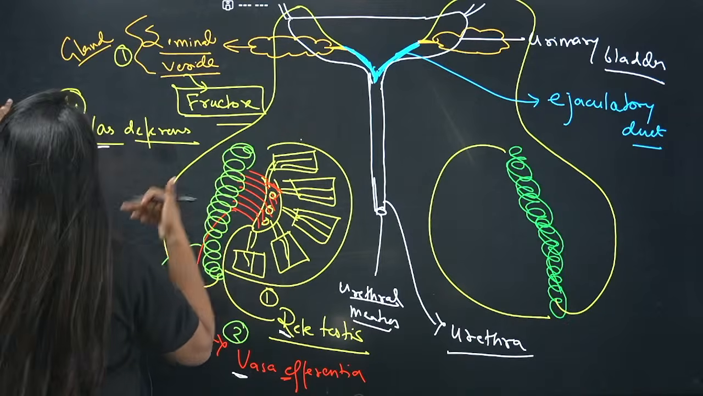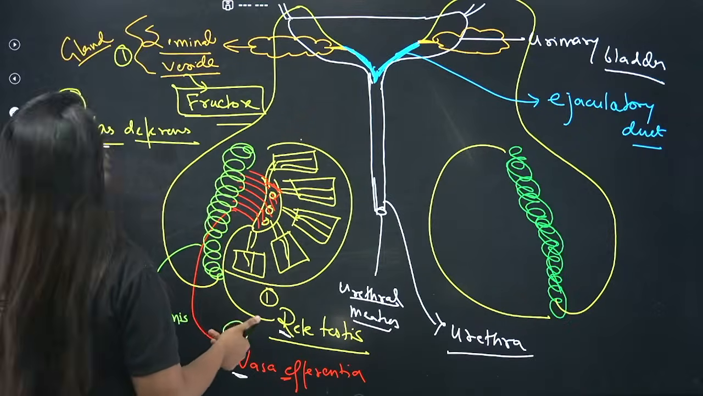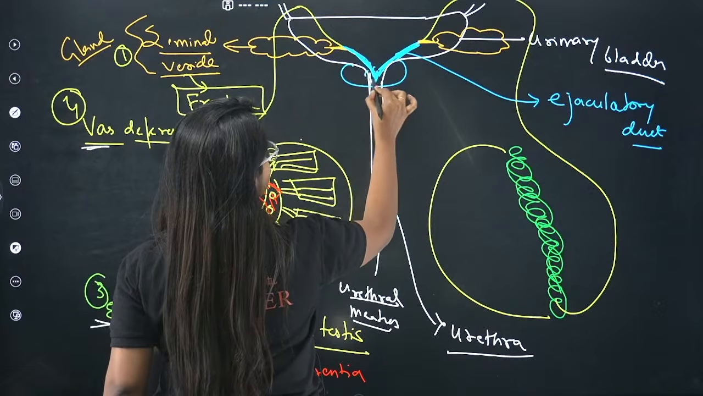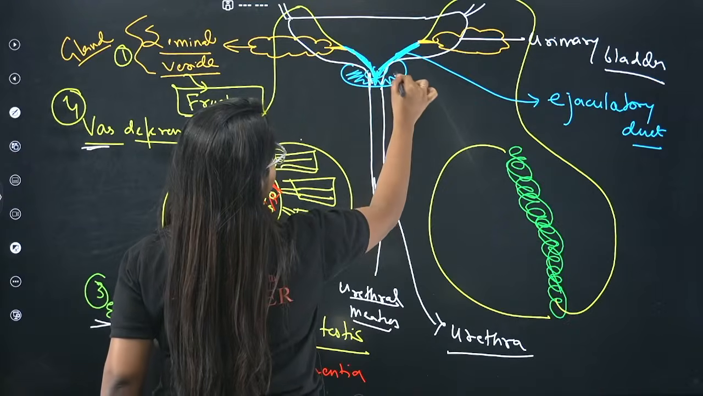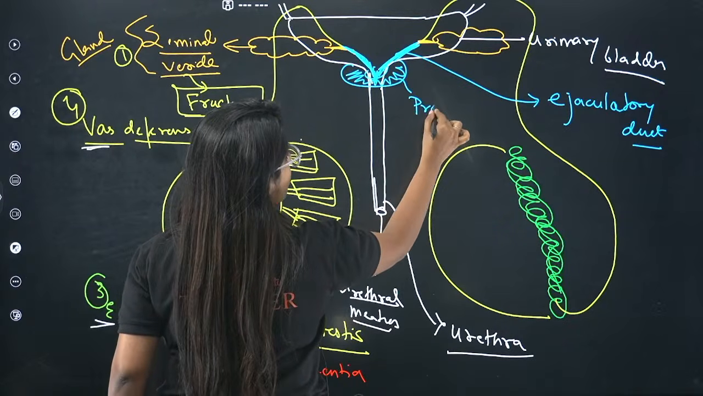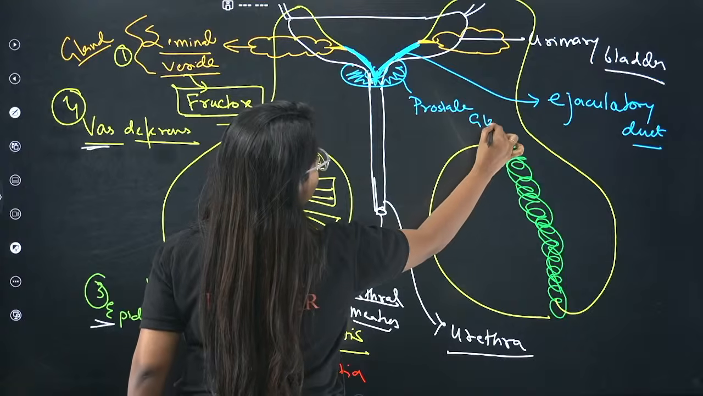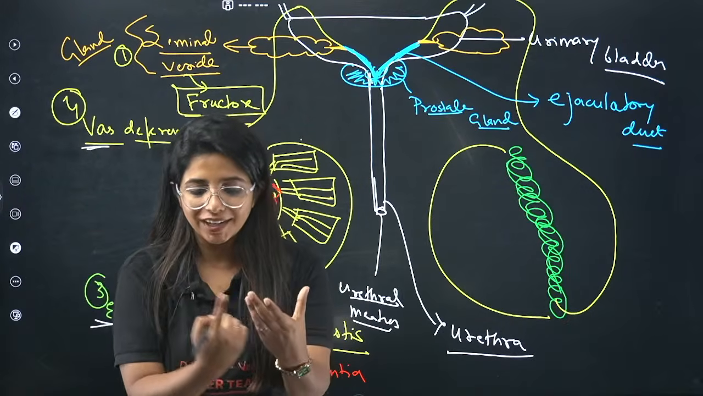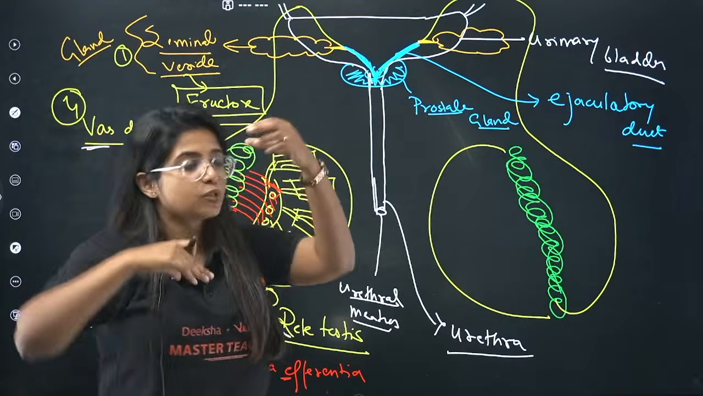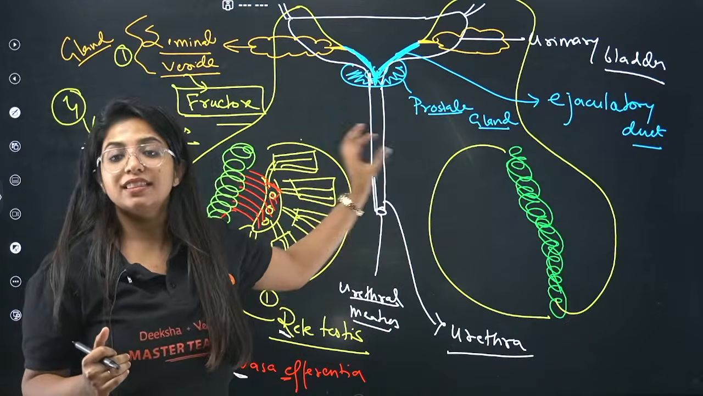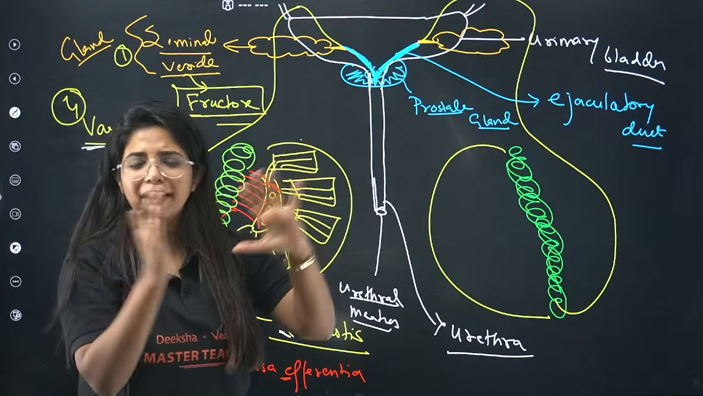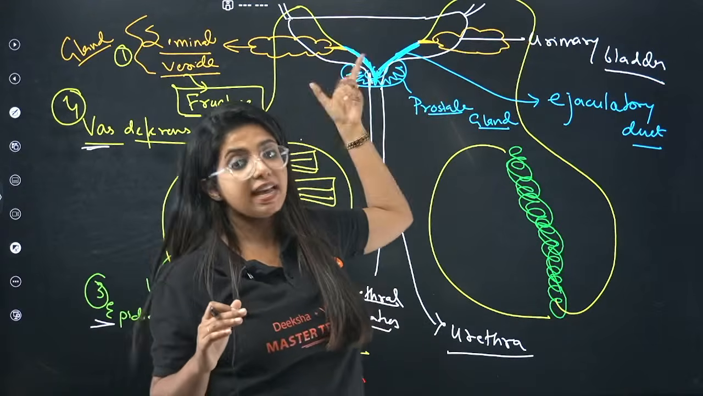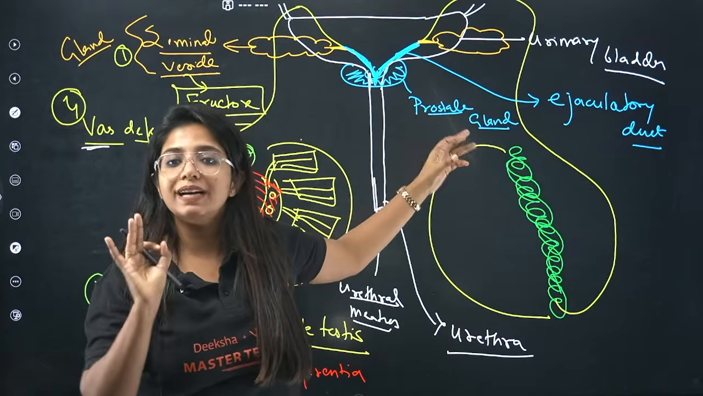Now going ahead, you have the next gland out there, and you call this gland the prostate gland. You might have heard people talking about the prostate operation, right? This is the prostate gland. It looks like a donut. In between, there's a space through which the urethra passes. It is not a paired gland. The seminal vesicle is on this side and also on this side, so it is a paired gland. This is the only unpaired gland.